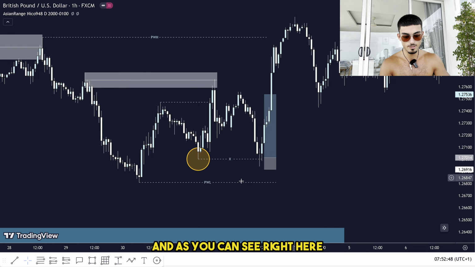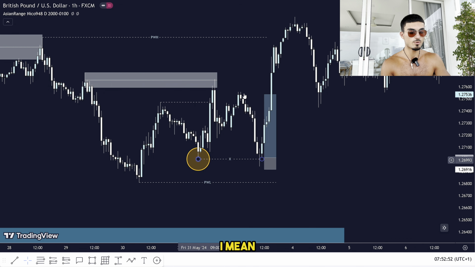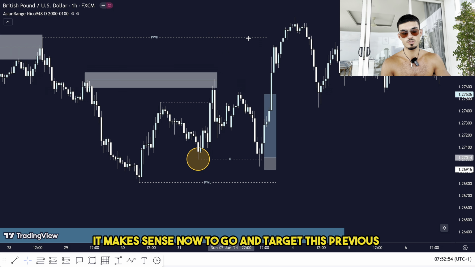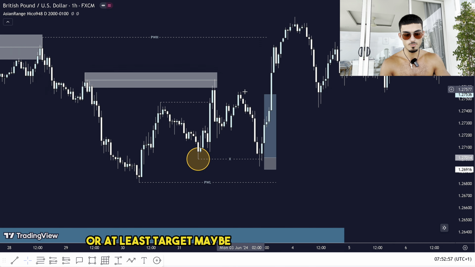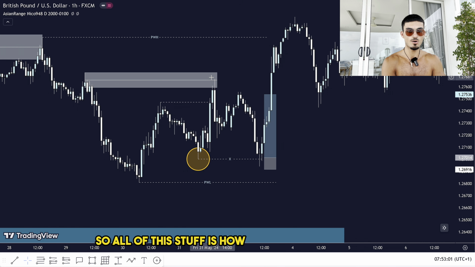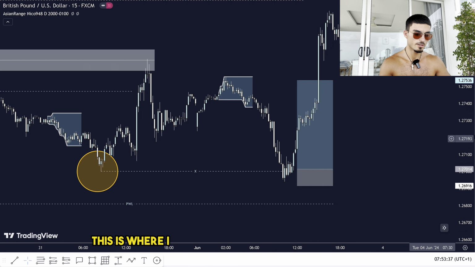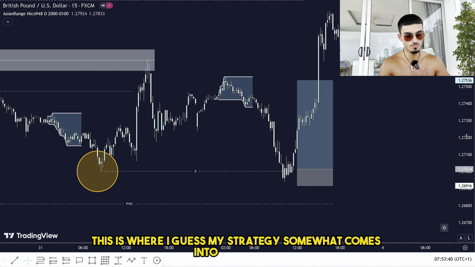And as you can see right here, like I said, we respected this previous week low. We took out this hourly liquidity. It makes sense now to go and target this previous week high up here, or at least target maybe this high right here or this high up here. So all of this is how I was able to catch a trade like that. And now, guys, dropping down to the 15-minute, we can see right here, this is where my strategy somewhat comes into play, okay?